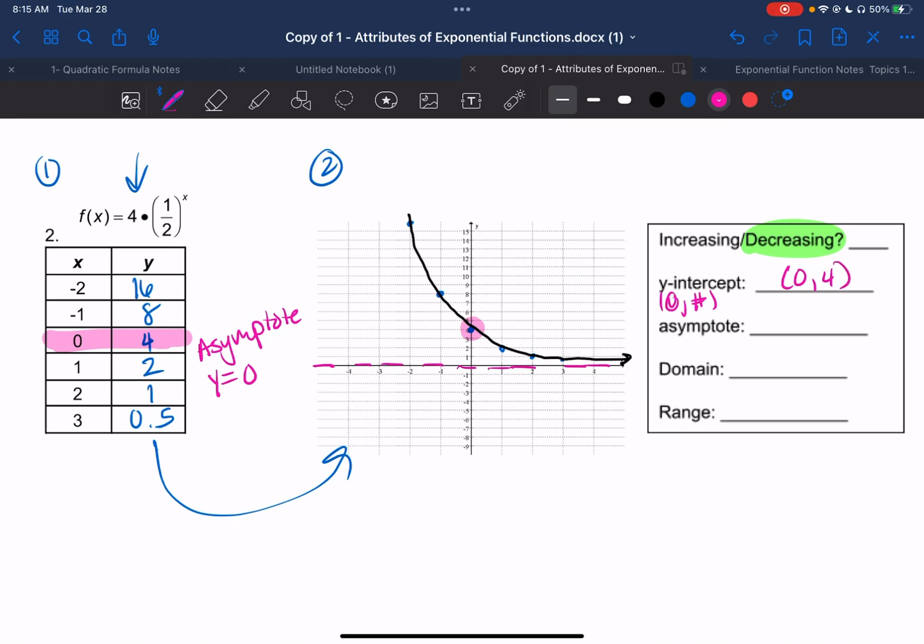All right, next. Asymptote, we already know it's y equals 0. Domain, it's the same thing, right? It's going to go forever left to forever right, so it's all real numbers. Your range is the same too. It's not going to go past this line. It's going to go forever up, so it's all your y values greater than 0. Or you can write it like this. Same thing. All right, these are your notes.